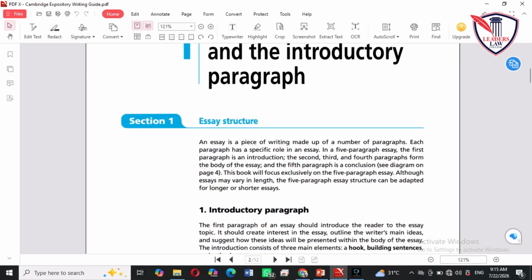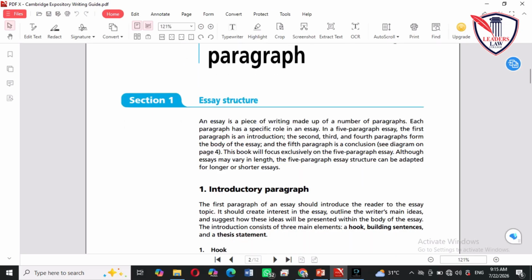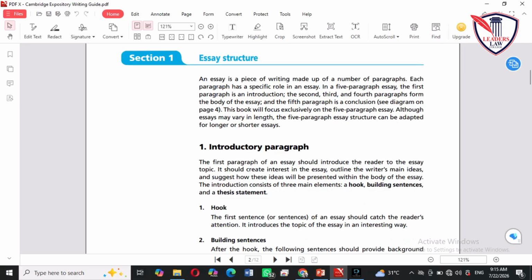An essay is a piece of writing made up of a number of paragraphs, usually a five paragraph essay. As we said in the slides as well, the first paragraph is usually an introduction. The second, third, and fourth paragraphs are the body of the essay, and the fifth paragraph is a conclusion that concludes the idea of the essay. Each of these paragraphs has three major parts.